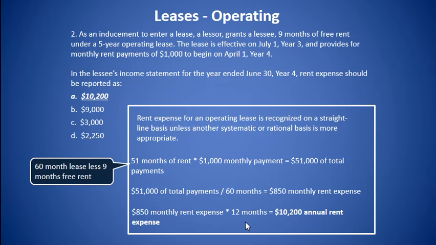Now, some students get confused. They go, well, wait a minute. You say in the lessee's income statement for the year ended June 30th, year 4. Yes, that is for the year ended June 30th, year 4. And if we go back to when the lease was signed, it was effective on July 1st, year 3.